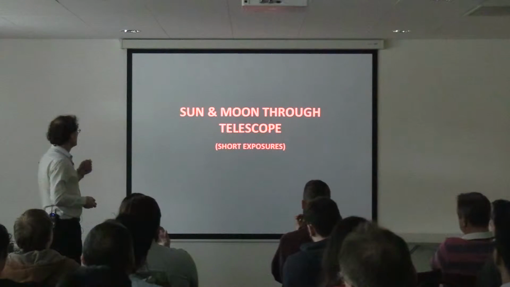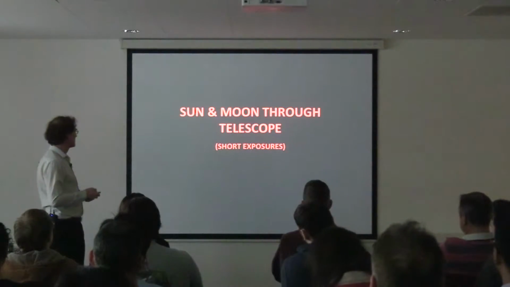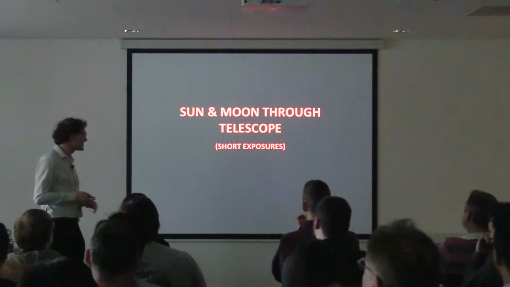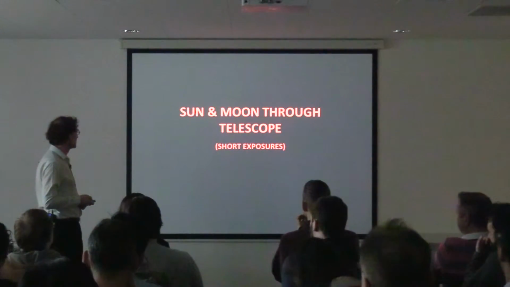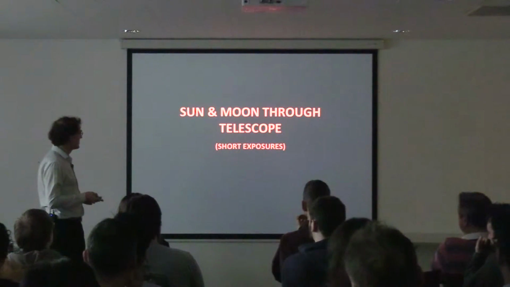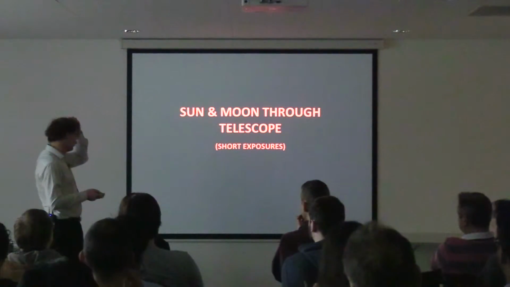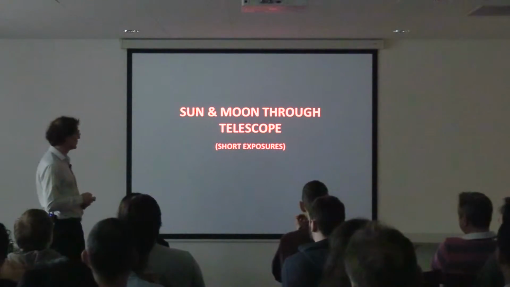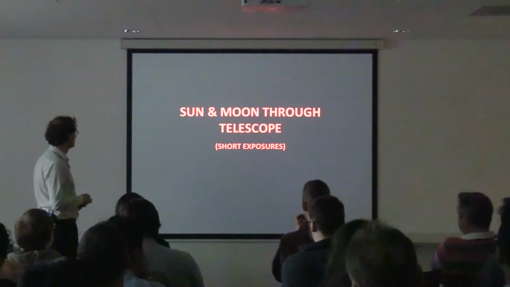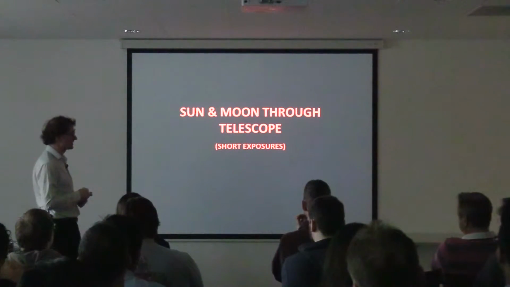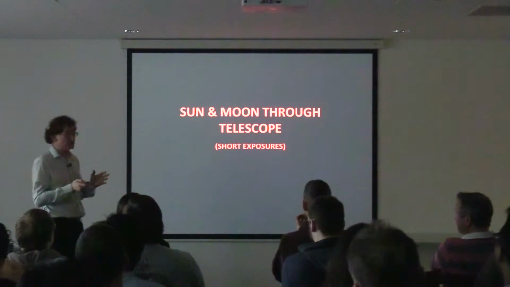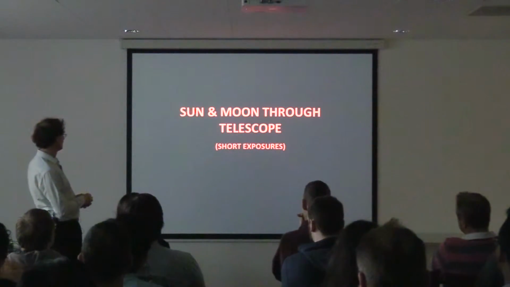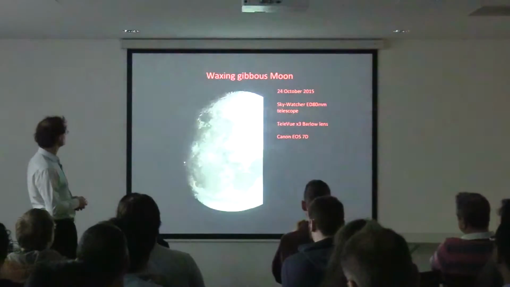Okay. Next, we have photographing the sun and the moon through a telescope. Simple technique again, but of course you do need a telescope for this. These are short exposures. That's partly why it's so straightforward. You don't need very accurate tracking and whatnot. It's best to have a driven telescope, one that counteracts the turning of the Earth. But it's quite easy to set up.